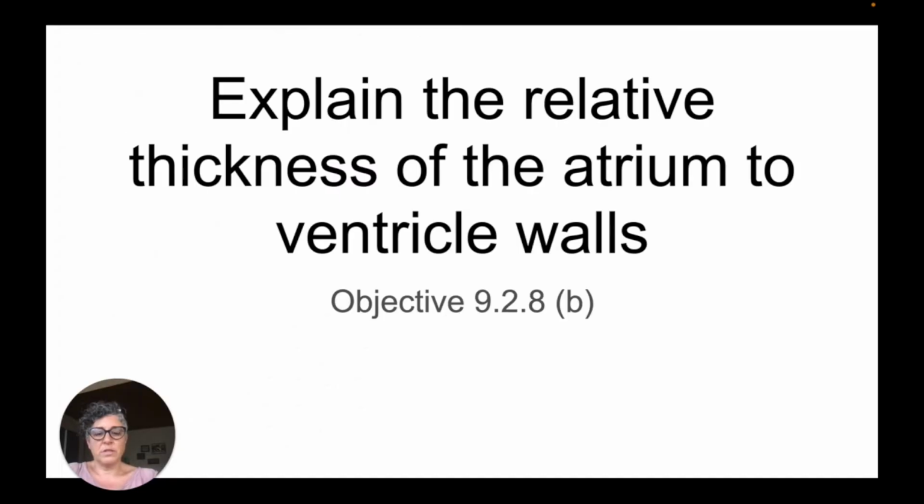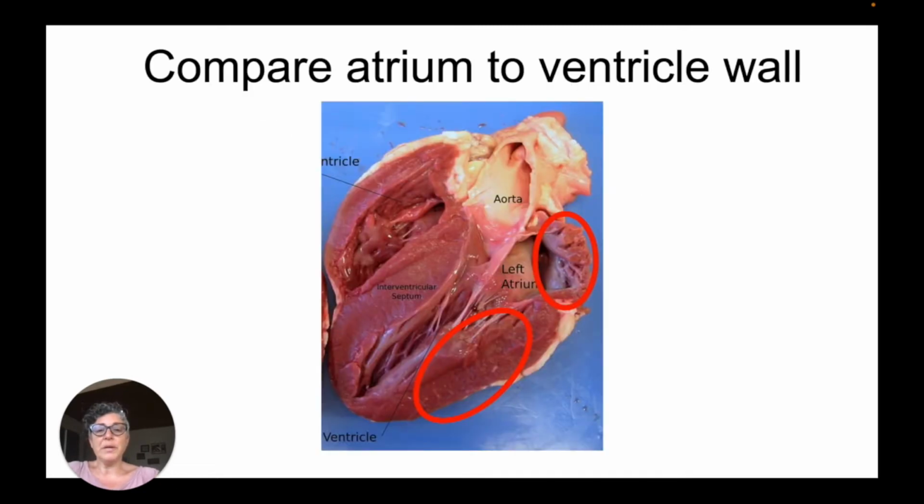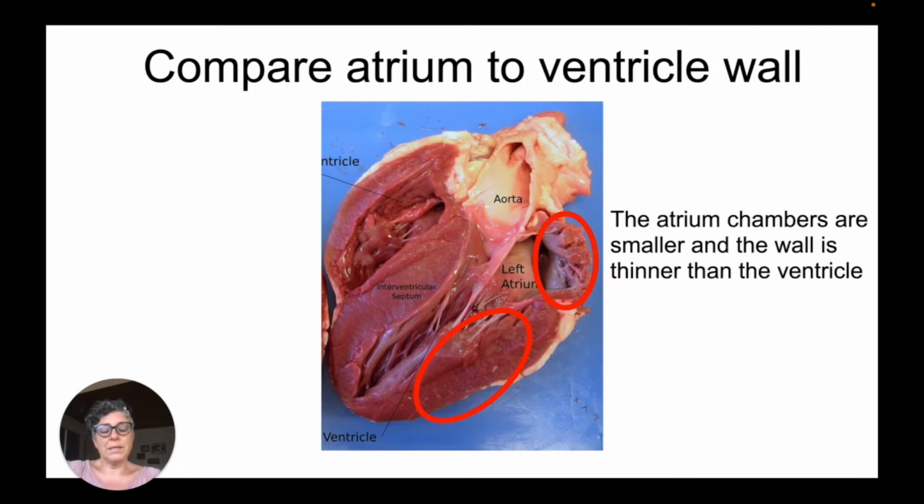This video covers the IGCSE Biology Objective 9.2.8b on the 2025 CAIE syllabus to explain the relative thickness of the atrium to ventricle walls. So if we compare the atrium to the ventricle wall as circled here in this picture of an actual heart, we can see a couple of things.